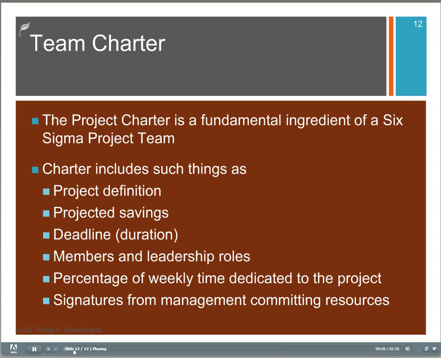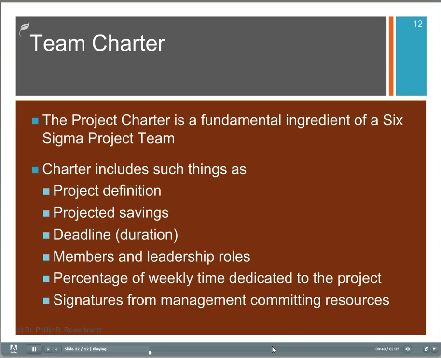Actually, the team charter is a fundamental ingredient of Six Sigma projects. This is probably one of the distinctive features of Six Sigma. So a charter for a project would include the project definition, the projected savings, the deadline, who the members are and their roles, especially if they have a leadership role. The steering committee would oversee the putting together of the charter. It's practically a contract, but we call it a charter.